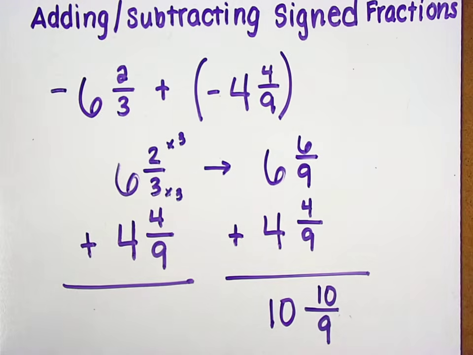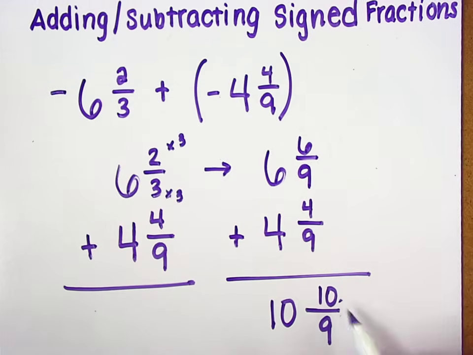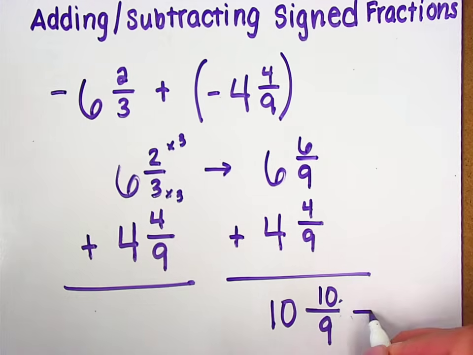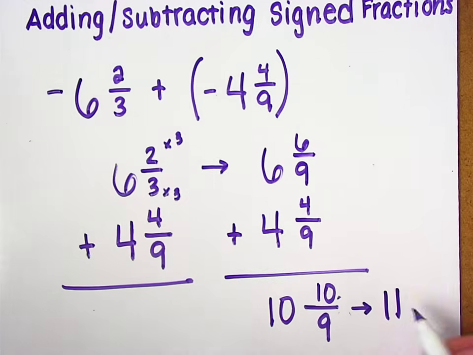We do need to make sure that we simplify our answers. So we are going to take a look. We have an improper fraction here that we will need to change. So I'm going to think about how many groups of 9 can I make with 10? And I know I can make another whole group. That's going to change my whole number to 11. And I have 1 left over. So this is going to become 11 and 1/9.